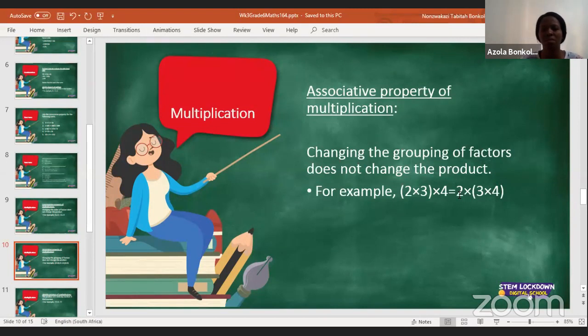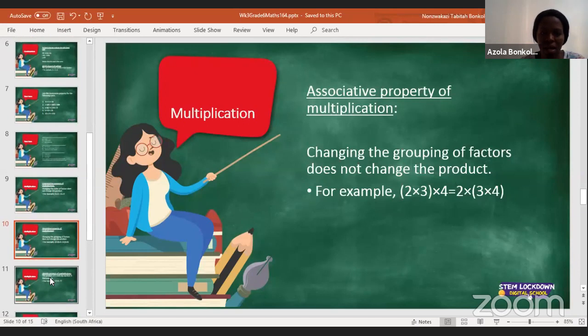Okay, what we must always remember with associative property is we first deal with the numbers that are in the brackets, and then we will multiply the product by the number that is next to the product so that we are able to get our answer.